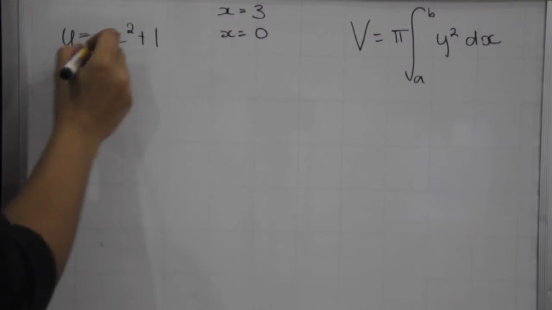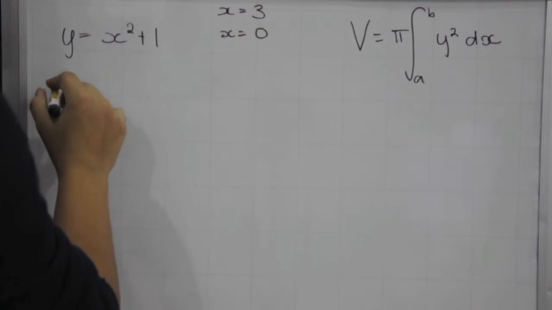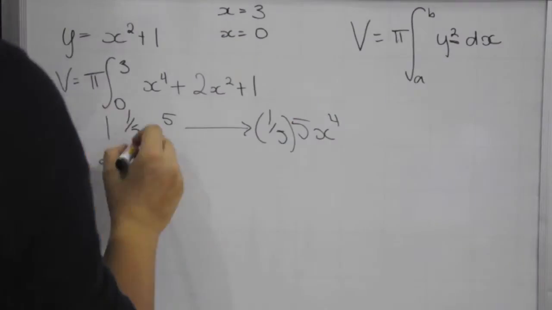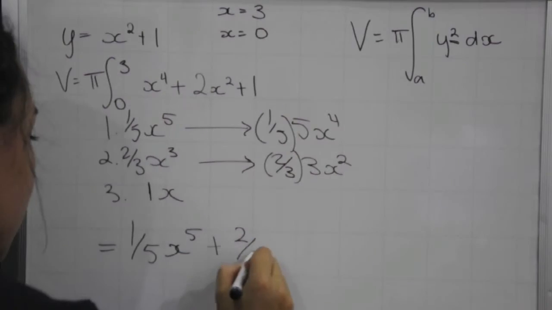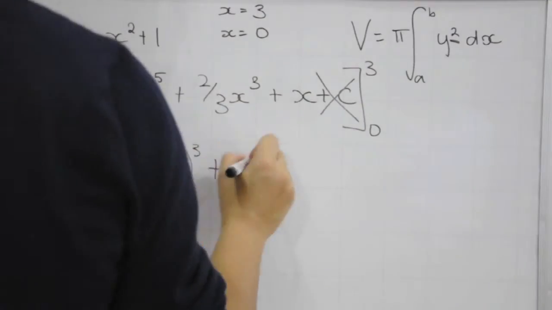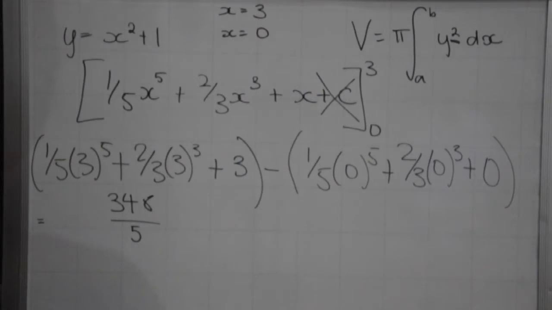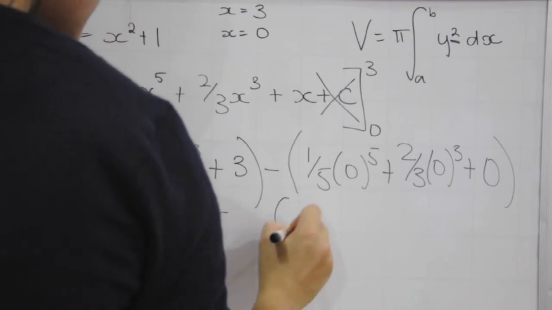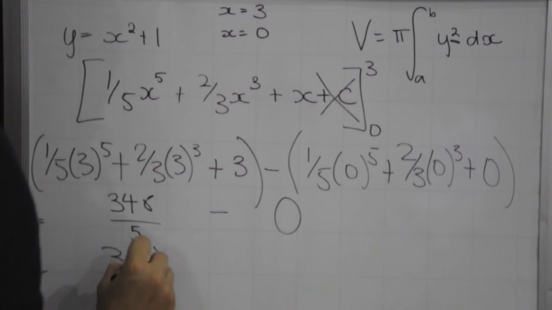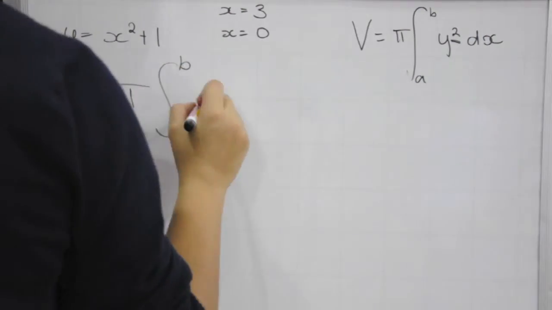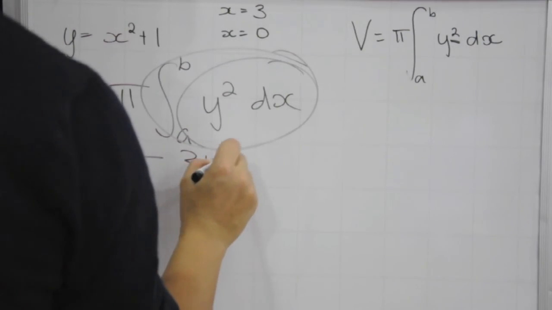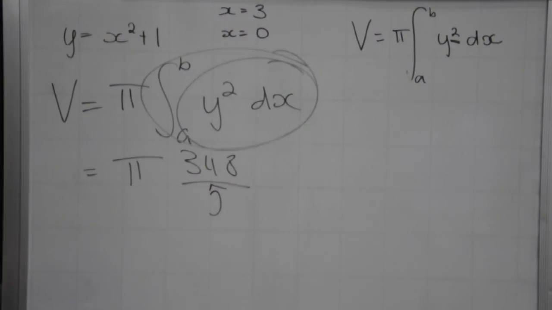To find the volume of this equation, we do this. We need to integrate this. We basically do the same thing that we did for area under the curve. That gives us 348 over 5 minus 0. And basically what we've got here then is 348 over 5. We already know this part. And that is basically how you do it.